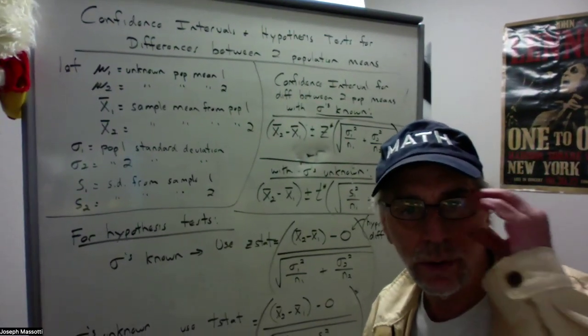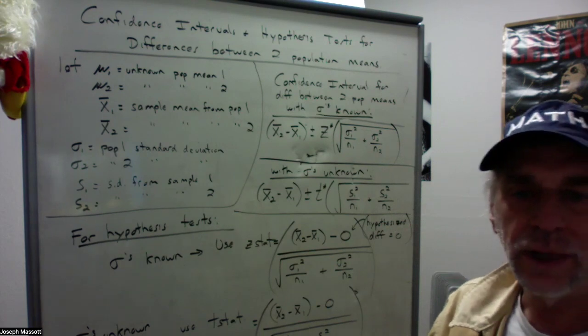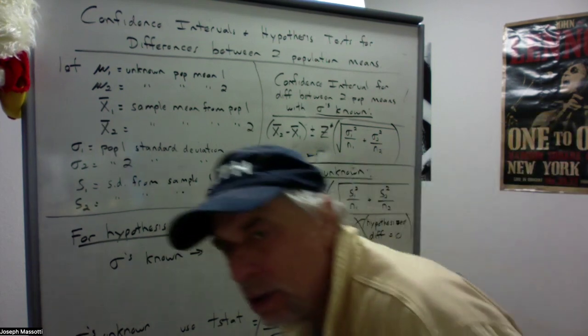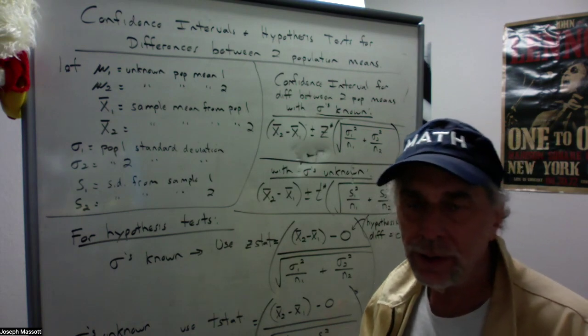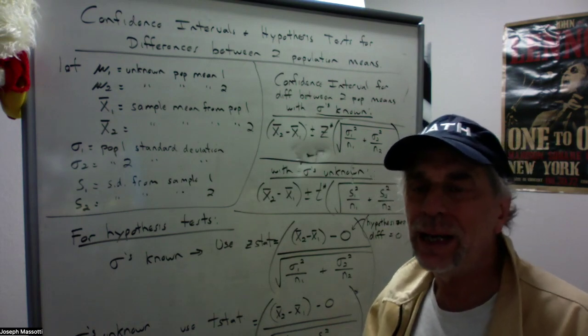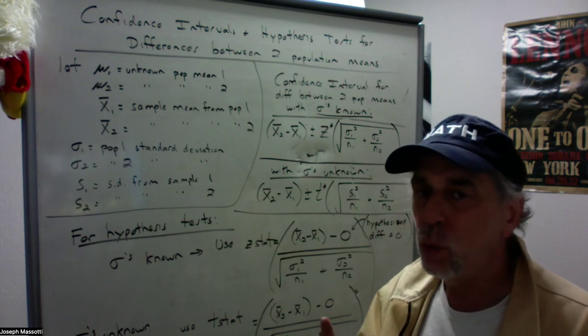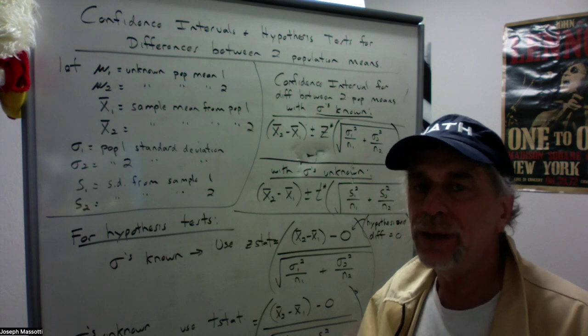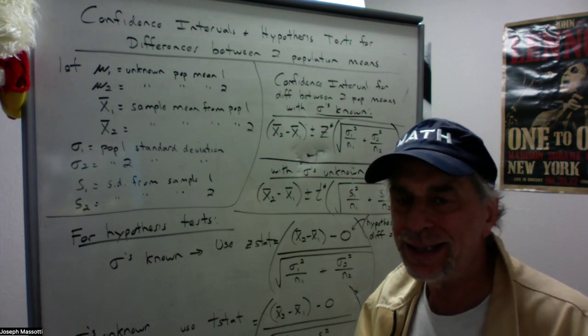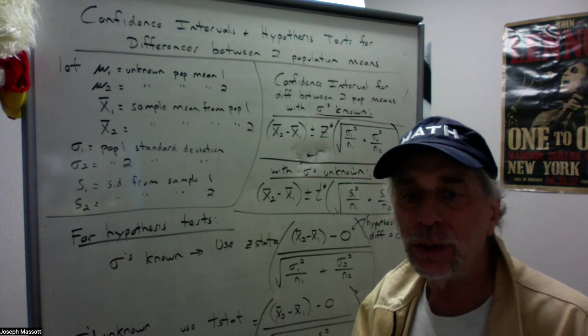All right, so we want to go over confidence intervals and hypothesis tests for differences between two population means. So we have covered confidence intervals and hypothesis tests for one population mean, an unknown population mean. We've covered confidence intervals and hypothesis tests for one population proportion.